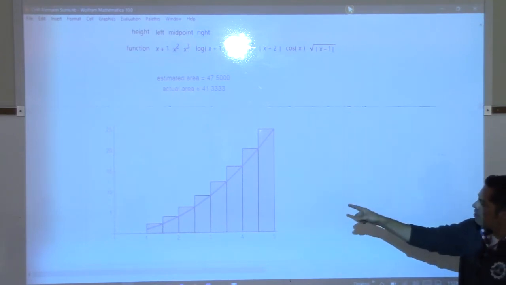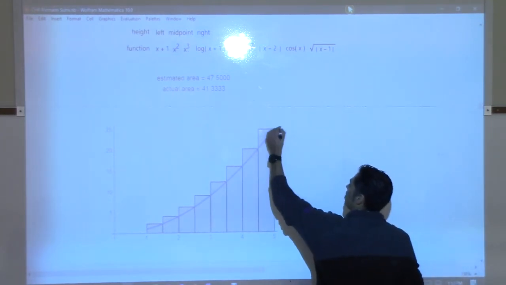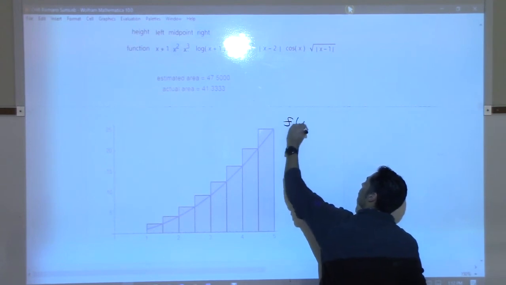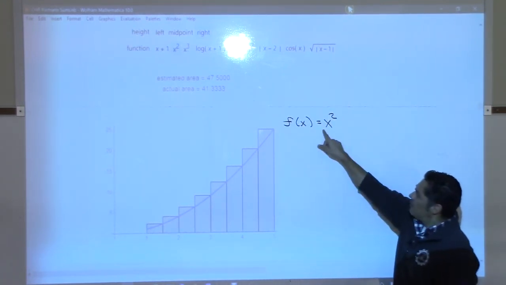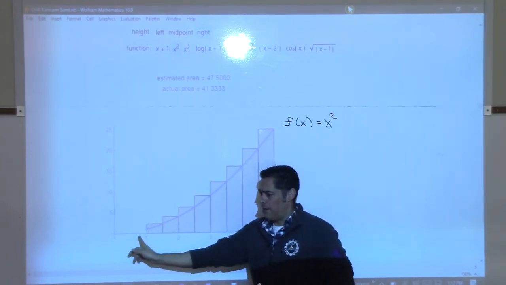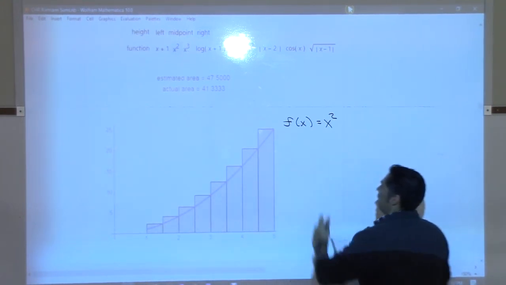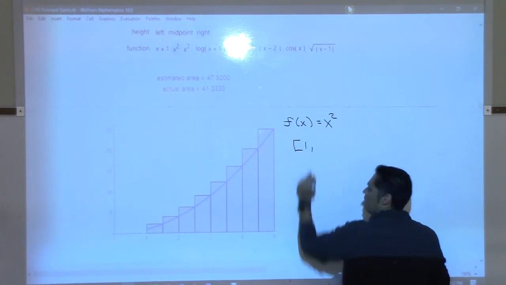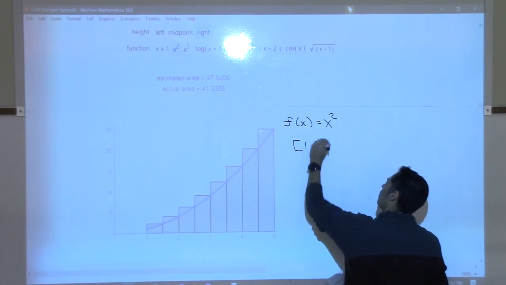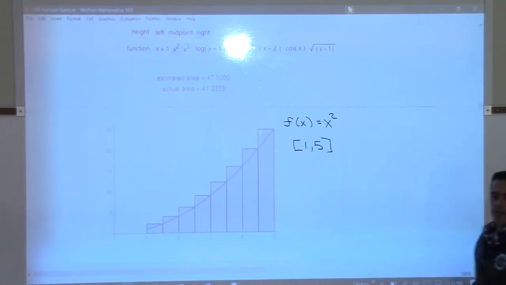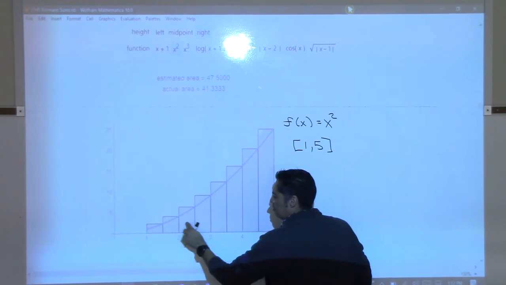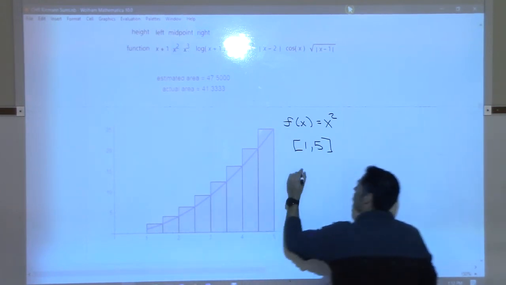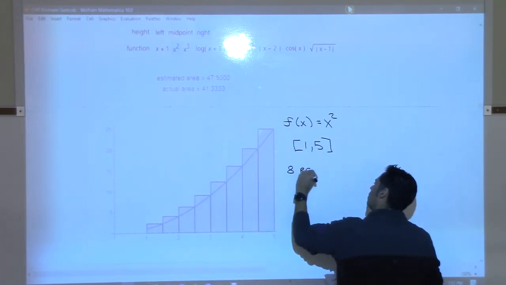So for this particular example, we are looking at the function. What's in blue here is the function f of x equals x squared. So we know the blue curve is x squared, all right? And we're only going to be looking on the interval 1 to 5. And we are going to create how many rectangles? We're just picking a number here. I did 1, 2, 3, 4, 5, 6, 7, 8. So we're going to do it with 8 rectangles.